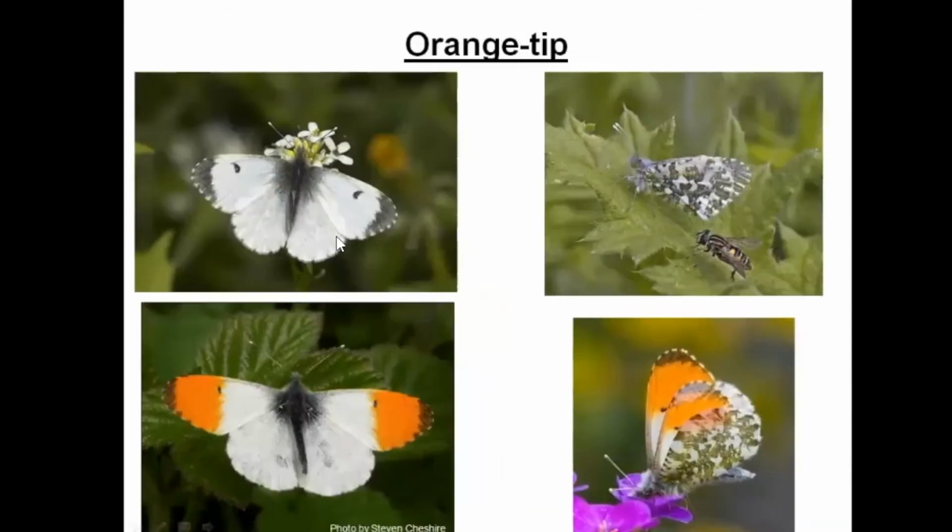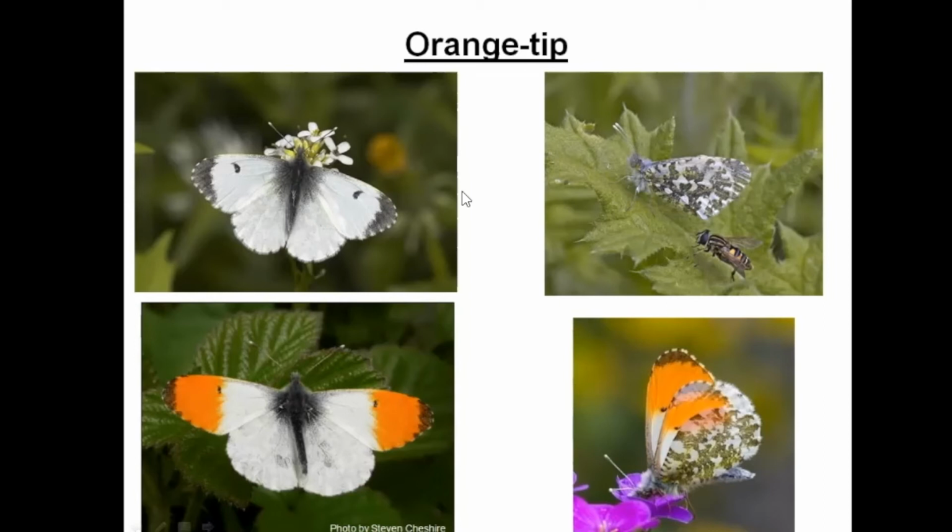And the final one I'll put up here is the orange tip, very similar to the brimstone. It's flying now, but you'll see, as I say, 10 male orange tips for every one female. And the key to the identification really is when they settle, you get this lovely green marbling on the underside. So much so you can actually see the orange tips of the male through it. And they tend to nectar a lot.